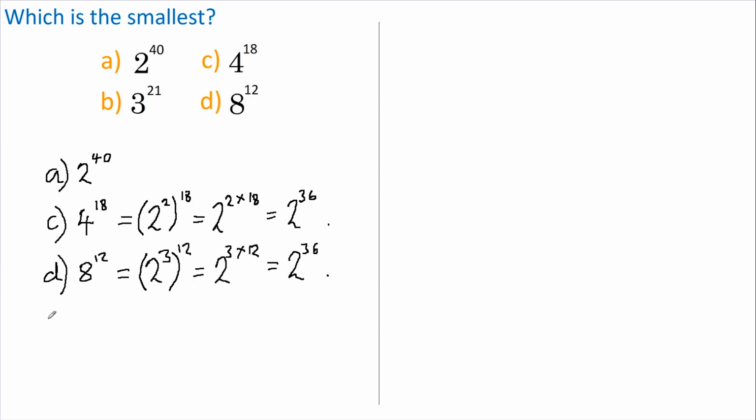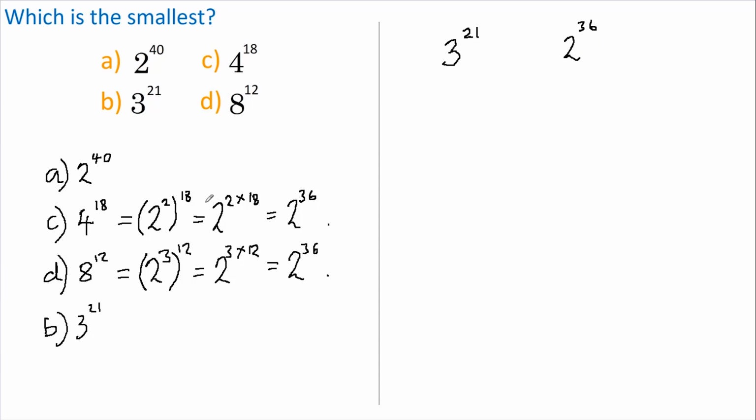Now the tricky one, B, 3 to the 21. Why is this tricky? Well, all the others are on your 2 power table, but this is on your 3 power table. So let's compare 3 to the 21 to 2 to the 36. So 3 to the 21 versus 2 to the 36.